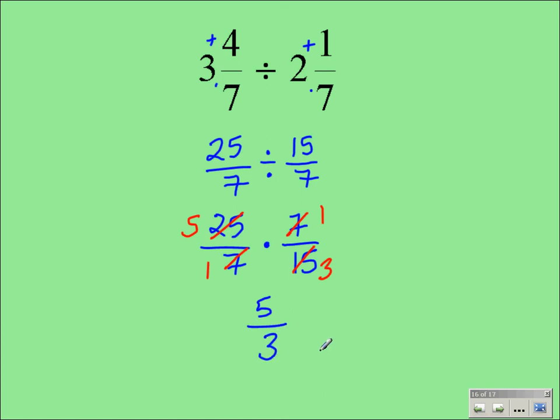We need to simplify it a little bit more because this is an improper fraction. So we're going to take a look at it again. 3 goes into 5 one time, and we're going to have 2 left over. So we end up with 1 and 2/3.